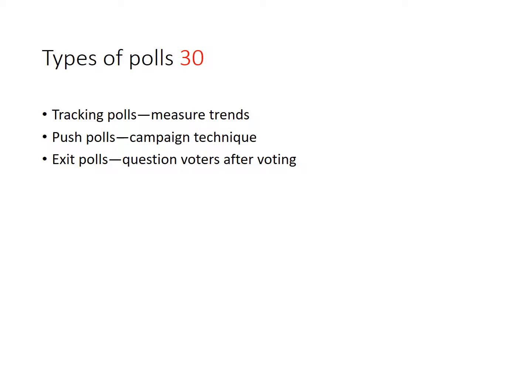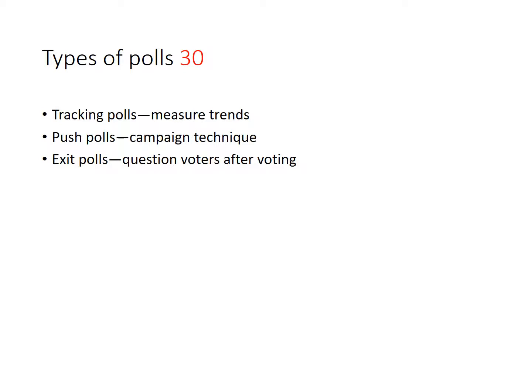There are other kinds of polling, so tracking polls. One of these three, push poll, is found in your text. So the other two are not in your text. So tracking polls measure trends. A tracking poll would be a poll which is conducted for several days in a row. And that's, of course, time consuming and can be expensive as well when you have to hire people to make the calls and ask the questions.